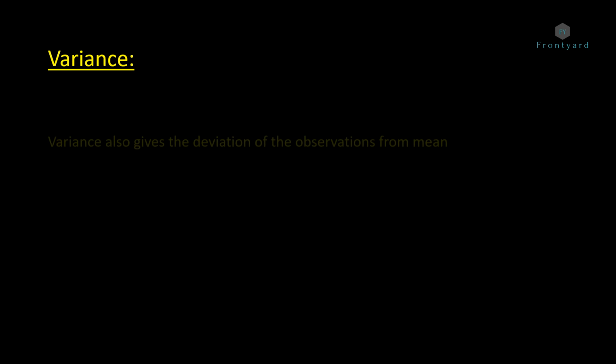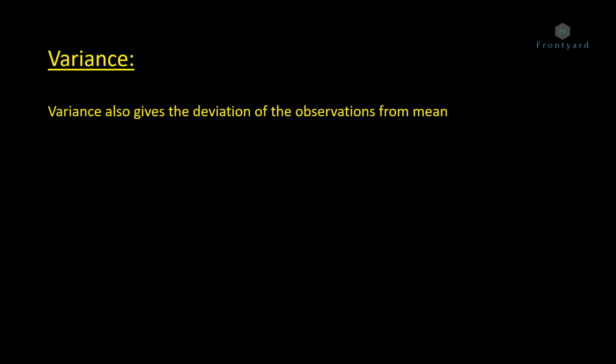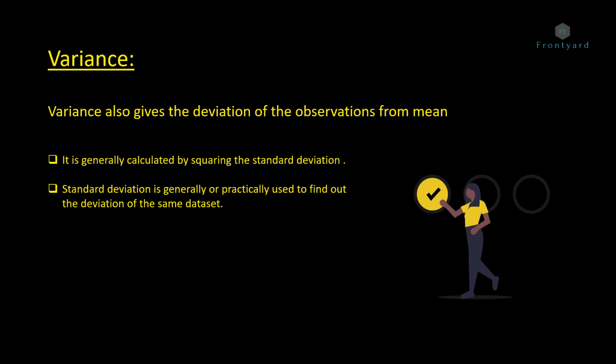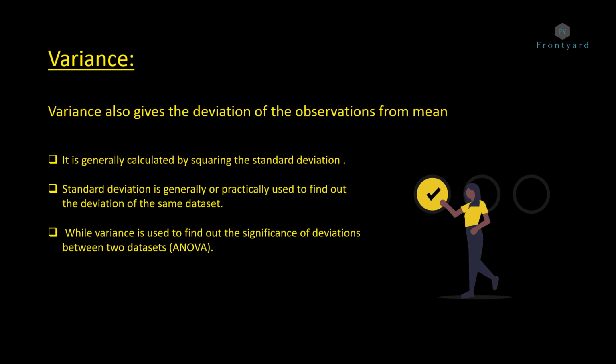Variance. Variance also gives the deviation of the observations from mean, and it is generally calculated by squaring the standard deviation. It means it doesn't have any square root in the formula that we saw in our previous slide. Standard deviation is generally used to find out the deviation within the same dataset, while variance is used to find out the significance of deviations between two datasets, which is known as ANOVA, that is, analysis of variance, which will be explored clearly in my succeeding videos.